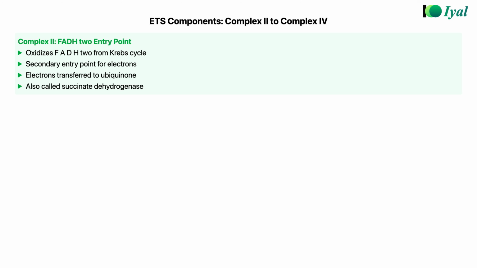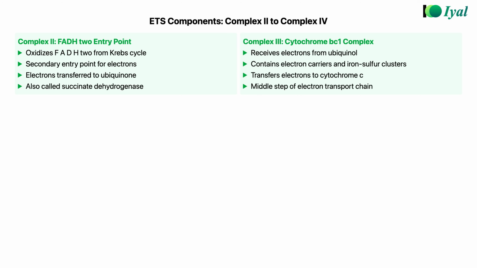Both contribute electrons to the chain. Now complex 3, cytochrome bc1 complex. Ubiquinol, reduced ubiquinone, brings electrons to complex 3. Inside complex 3 are iron-sulfur clusters and other electron carriers. Complex 3 processes these electrons and passes them to the next carrier, cytochrome c.